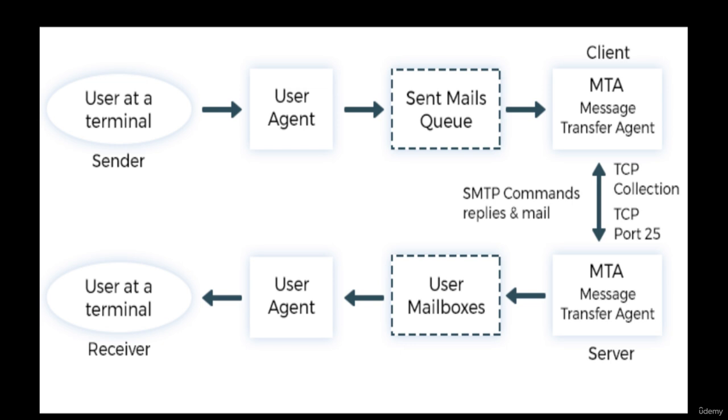SMTP email, how it works: the sender, at a terminal, user agent, sends mail to the message transfer agent, which is the client, then connected over a TCP connection, then again the message transfer agent MTA server, then the user mailbox, user agent, user at terminal receiver. So this is how the diagram works, how the total process is finished. Just have a look.